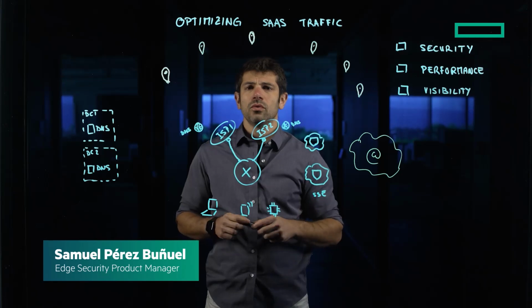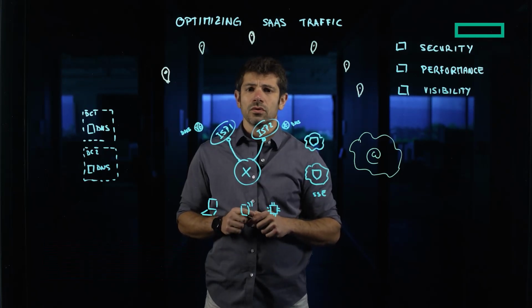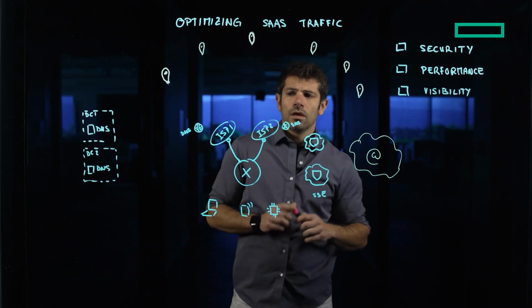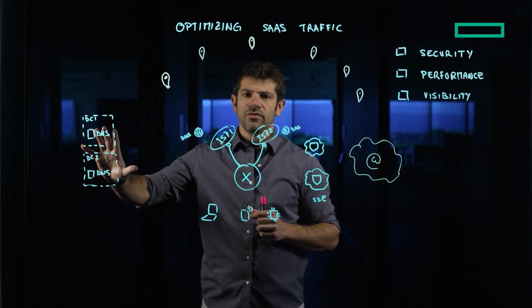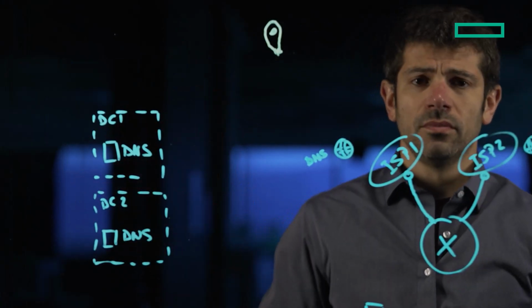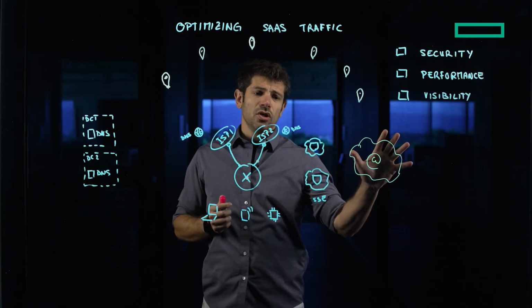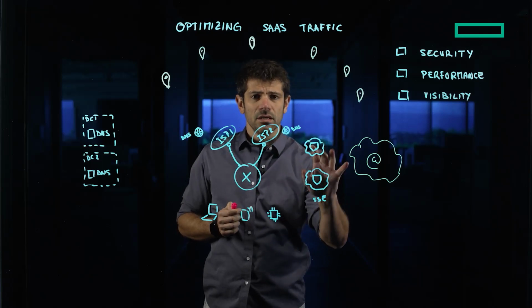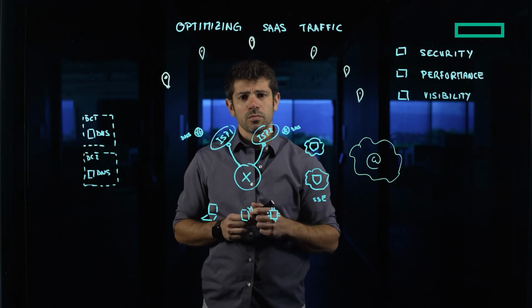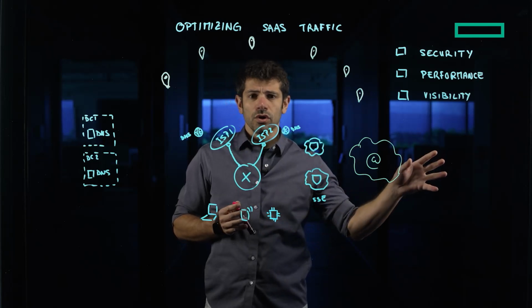In this session, we're going to talk about how to optimize and secure SaaS applications. In previous chapters, we've talked about how we're optimizing the traffic to our data centers and virtual private cloud. We've also talked about how we secure and even optimize, in a certain sense, by going through the closest POP, the traffic going to the internet.